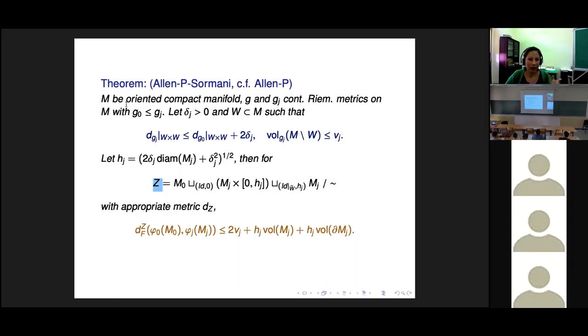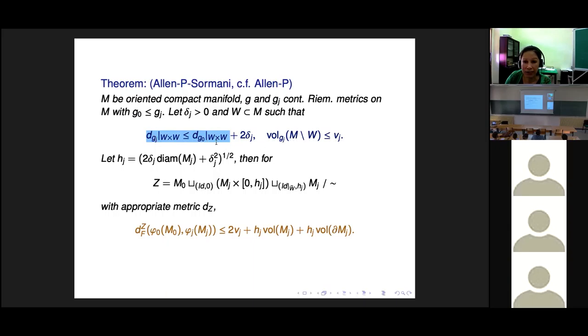And for that, let's read this theorem. The first two lines we already know. We have an oriented compact manifold, M, and we have Riemannian tensors on our manifold. In this theorem, G0 and GJ can be just continuous Riemannian metrics. We require that distances with respect to G0 are smaller than distances with respect to GJ. So we will have something that looks like what I have in blue, but reversed. I mean, we have DJ0 less or equal than DJ.